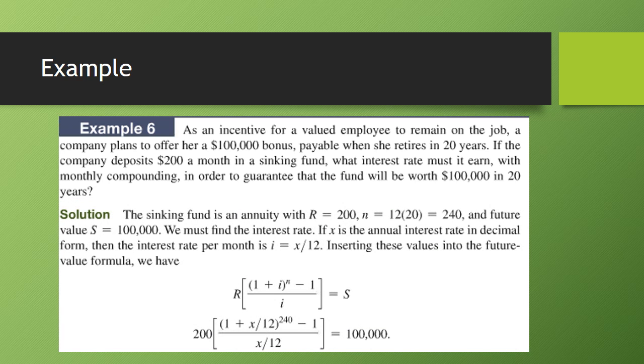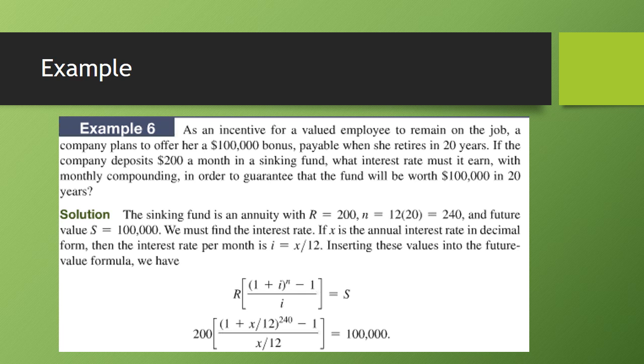Okay, the sinking fund is an annuity. R is 200. N is 12 times 20. Notice that the interest rate is compounding monthly. And the future value is 100,000. Interest is what we need.